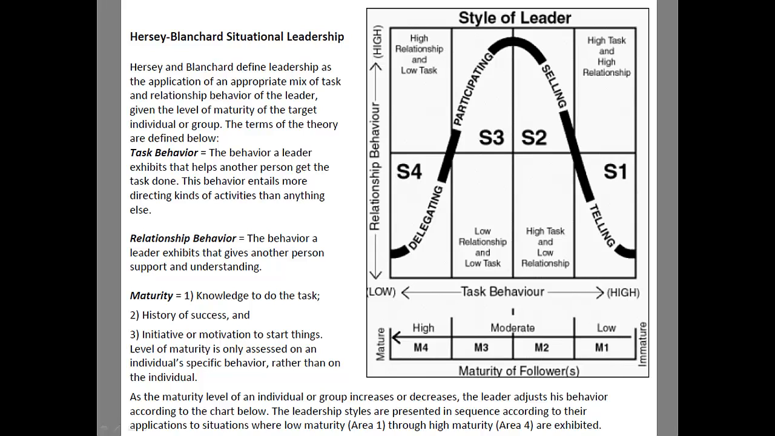you're an S1 leader. There's times that you're selling, more participatory, S2 and S3. And then there's times when you're delegating. And it's an important part of how things function. And what I'd like you to do is just go through this with your staff and explain the process and help them identify kind of where you are as an organization.